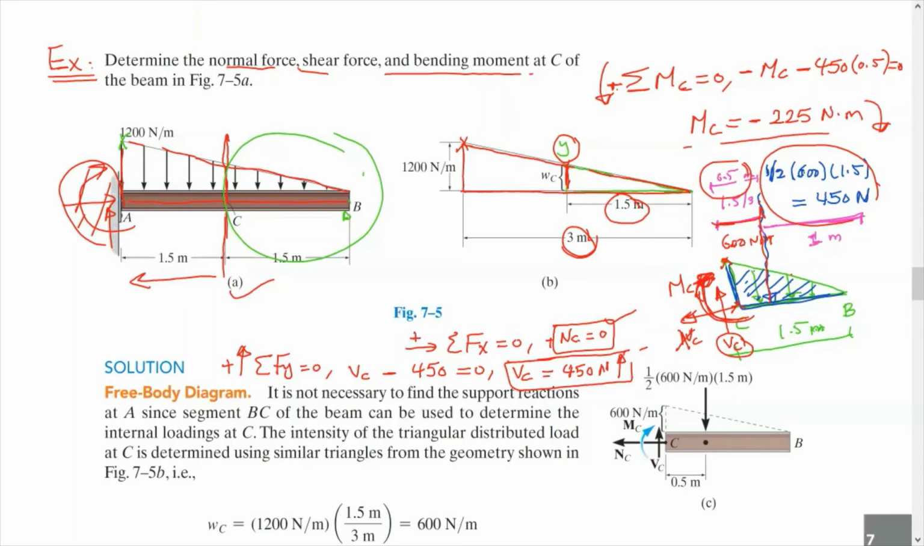You either go with this one but keep it all the time minus, or انك تعمل 225 Newton meter وتعمله counterclockwise. So by this we got the shear, normal force and bending moment at point C, and you can do it here or here or wherever you want to do, okay? So it's going to be different, but in this case, because it's loaded with the same triangle distributed load, we will not have that difference, okay?